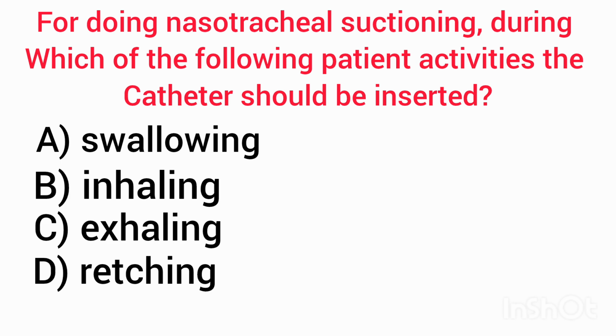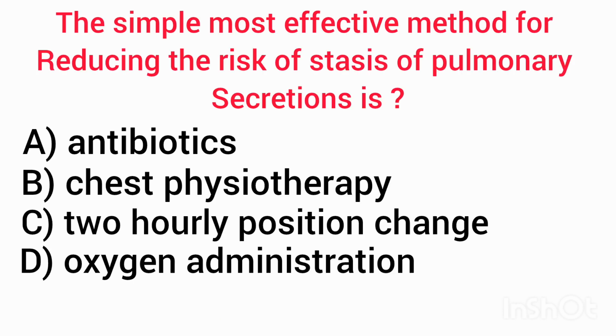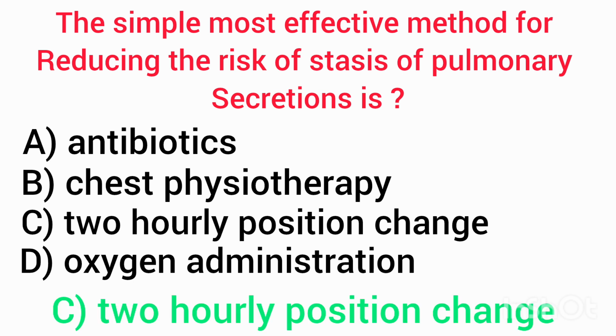For doing nasotracheal suctioning, during which of the following patient activities should the catheter be inserted? Swallowing, inhaling, exhaling, retching. Answer: inhaling. The simplest most effective method for reducing the risk of stasis of pulmonary secretions is: antibiotics, chest physiotherapy, 2-hourly position change, oxygen administration. Answer: 2-hourly position change.